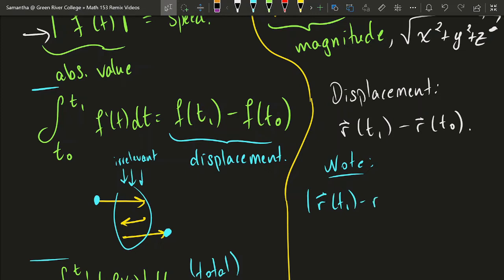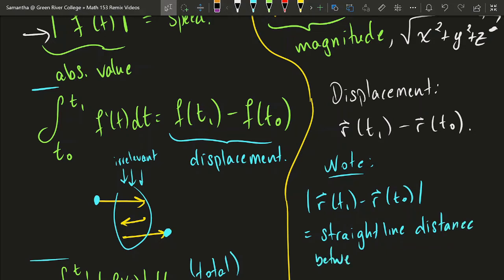The length of displacement would be equal to the straight line distance between where you were at the initial time and where you were at the final time.